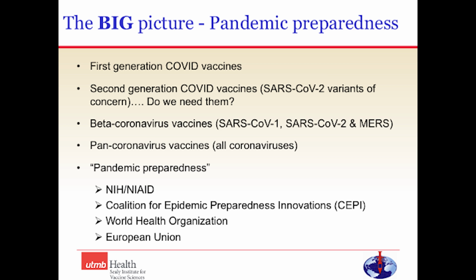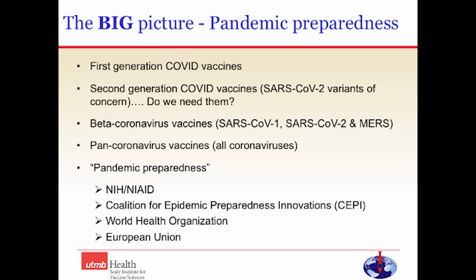So the big picture, where we are at the moment in terms of pandemic preparedness, is we've had our first generation COVID vaccines based on Wuhan. We've got our second generation vaccines coming along based on variants. Do we need them? Yes. The beta coronavirus vaccines, the funding's out there. Similarly, the funding is also out there for the pan-coronavirus vaccine to work against alpha, beta, gamma, and delta lineages. But of course, none of this is in the public domain yet.